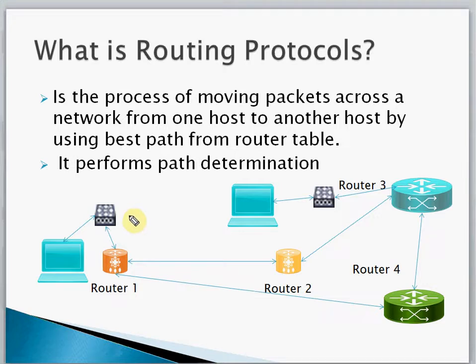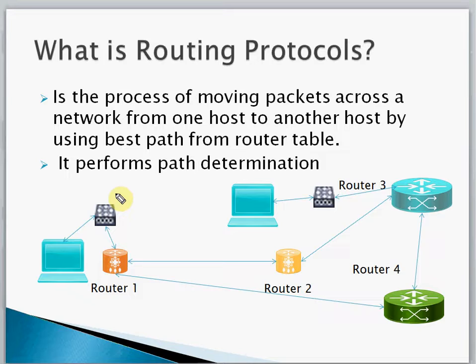Different types of routing protocol use different methods to select the route. For example, RIP uses the shortest path and OSPF uses the metric. It will select the metric which has the high bandwidth. We are going to discuss that in the next video or maybe the next slide. So routing is the process of moving packets across the network from one host to another host by using the best path. Okay, now we will go to the next slide.